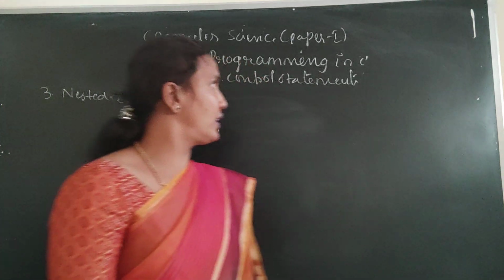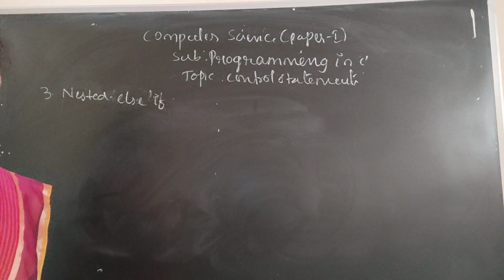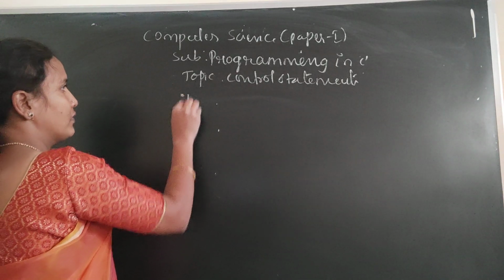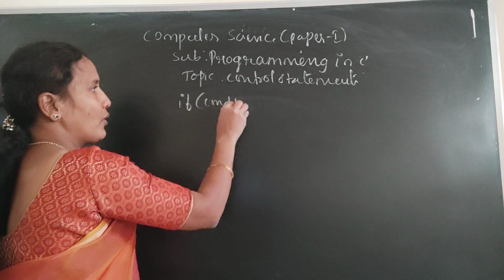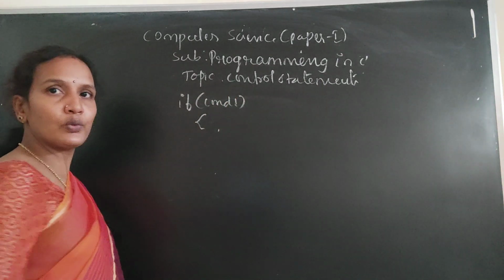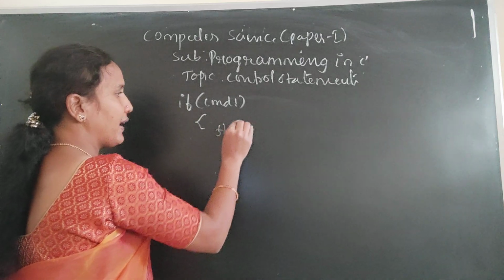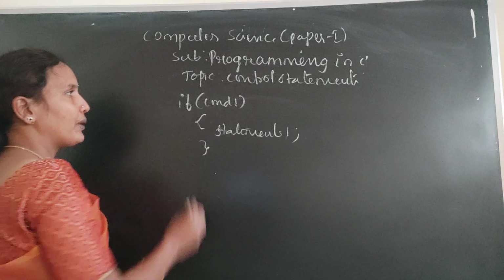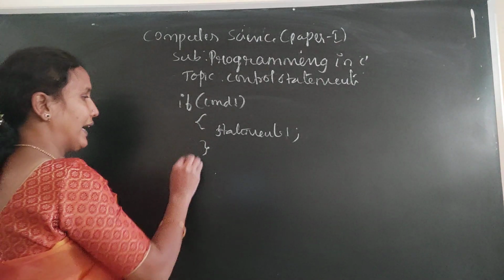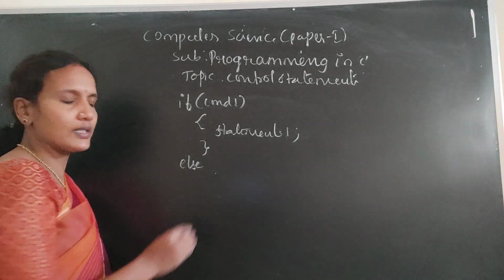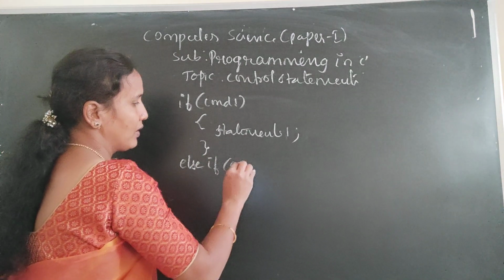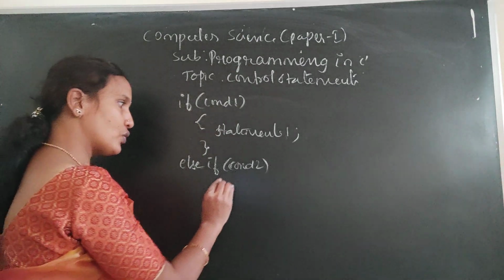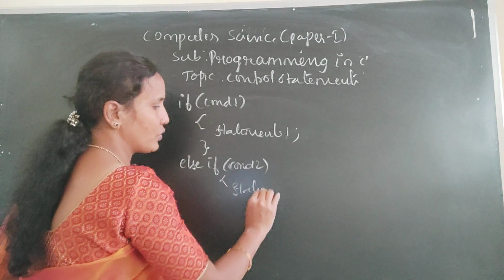See here, I will give you the simple syntax of nested else if ladder. Once you see the syntax, if condition 1, if the condition 1 is true, the statement 1 will be executed. What the statement is, is your wish. Example, if the condition is false, then else. False means what? Else. Again, if second condition, condition 2. If condition 2 is true, then statement 2.